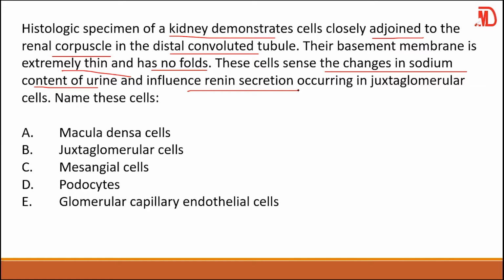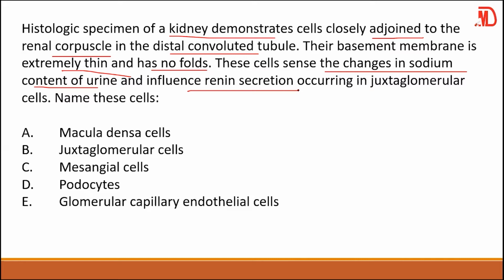So the question now is, what structure is responsible for sensing sodium concentration in the urine? And your answer is simply macula densa. Macula densa is an area of closely packed specialized cells that are very sensitive to the concentration of sodium chloride in the distal convoluted tubule. So anytime there is a decrease in sodium chloride concentration, the cells would decrease the resistance to blood flow in the afferent arterioles.